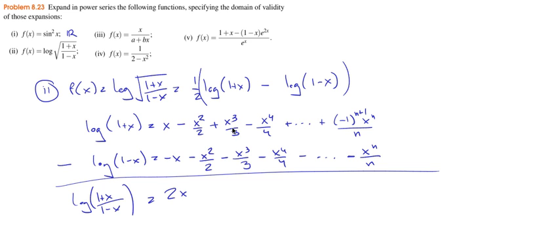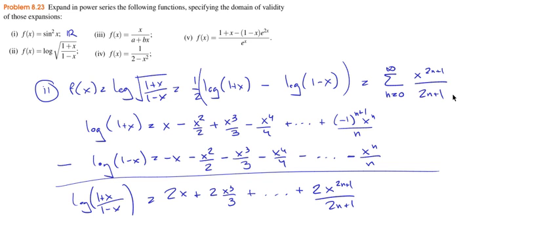And then this goes away, and then we have 2 times, let's see, x cubed divided by 3, this goes away, and so forth. So if n is odd, this is 2 times the sum of x to the 2n plus 1 divided by 2n plus 1. But now this is divided by 1/2, so this is the sum from n equals 0 to infinity of x to the 2n plus 1 divided by 2n plus 1. This is the sum.